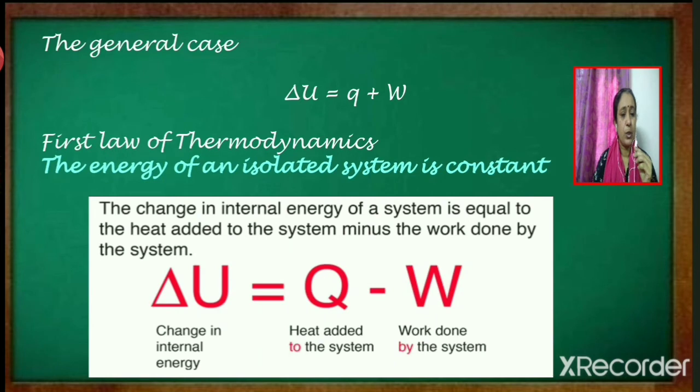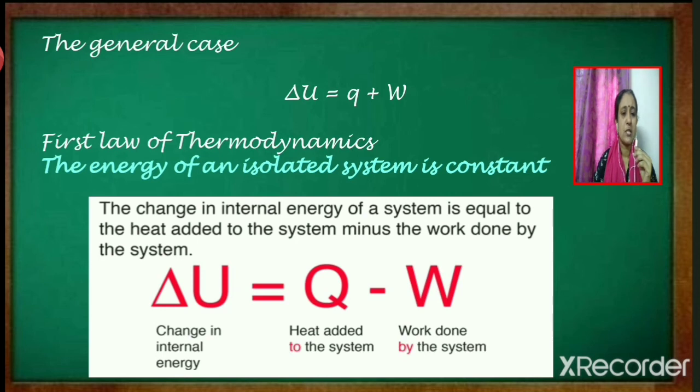Thus we have come to know that change in internal energy delta U is equal to work done adiabatic, and change in internal energy delta U is also equal to the amount of heat energy absorbed Q. Now when we combine these two, we get the general case, that is delta U is equal to Q plus W. This equation represents first law of thermodynamics.